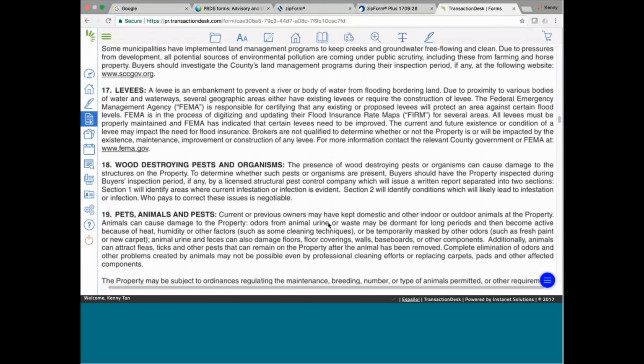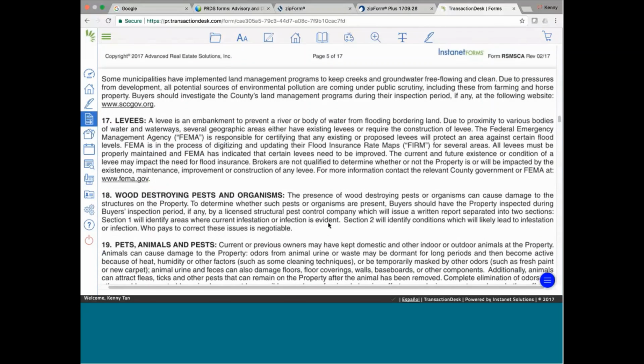Pests, destroying pests and organisms, we're talking about what? Termites. Okay. These days in residential purchase, does the standard CAR agreement require the seller to provide a termite report? No. The standard CAR purchase agreement does not require the seller to provide a termite report. So if the buyer wants to get a termite inspection done, the buyer has to take care of that themselves.